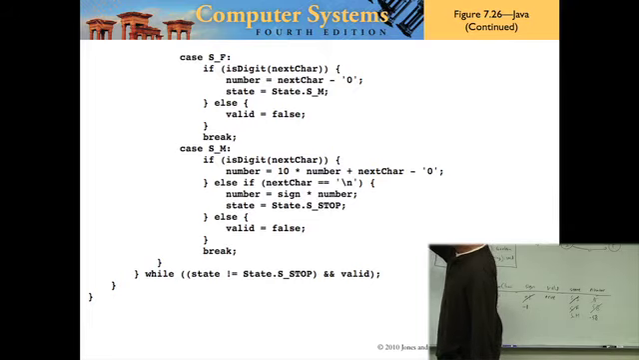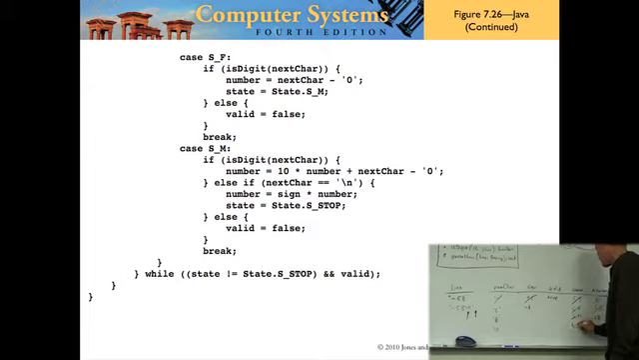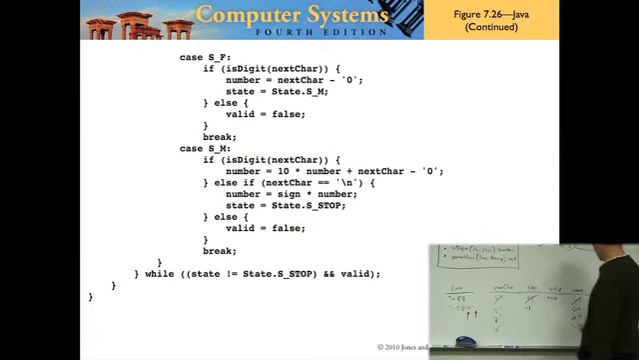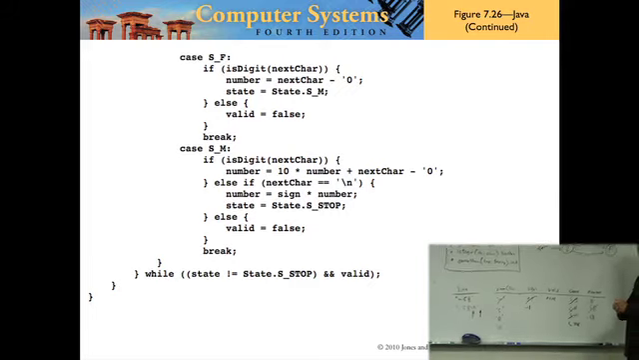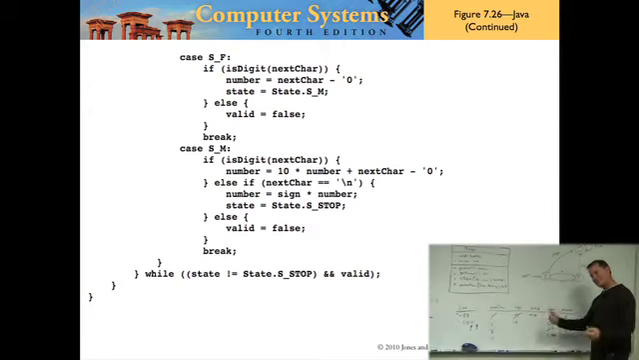Number gets, and then what happens? State gets S dot stop. So here's our S stop. Are you with me? And now we break out of the loop. And furthermore, what is the value of number? -58. And what is the value of valid? True. So it's a valid number. Not only did it parse this, what did it do? Converted it.